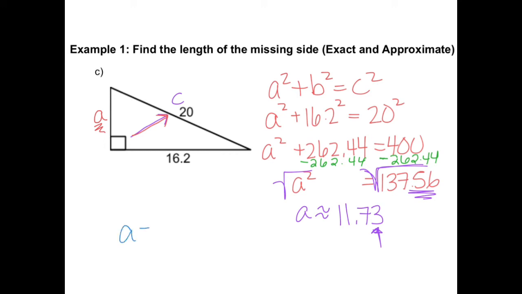The exact answer would be that A equals the square root of 137.56, but we don't leave numbers in this form. We don't leave square roots of decimals. It's just not common. So we don't leave it like that. This is not a nice number. We would always just find the decimal and round in this case.